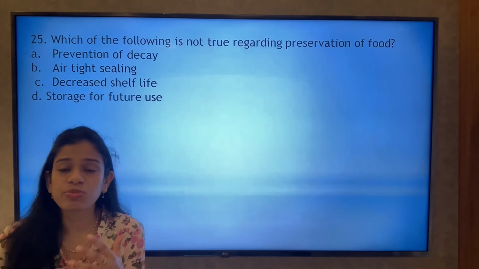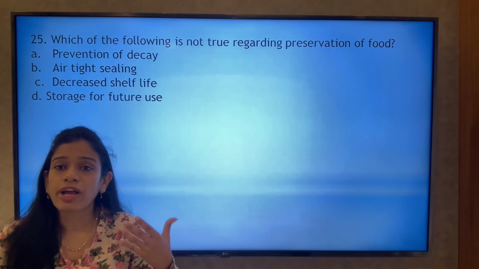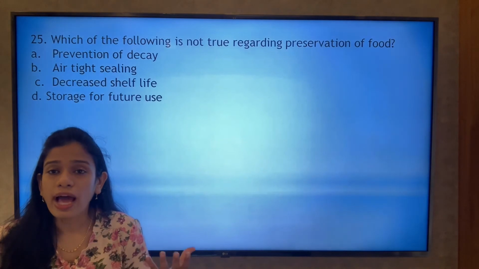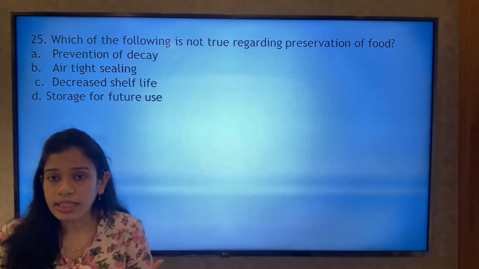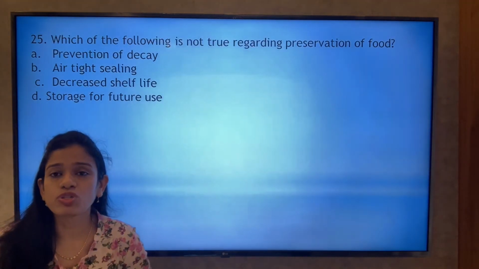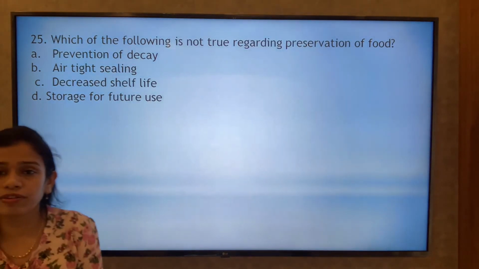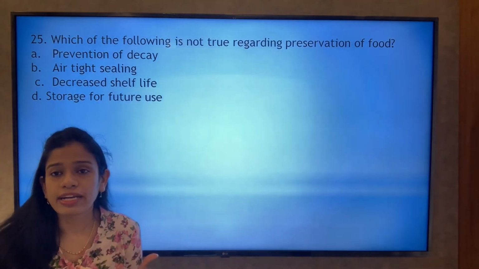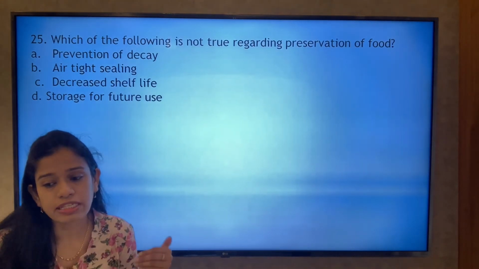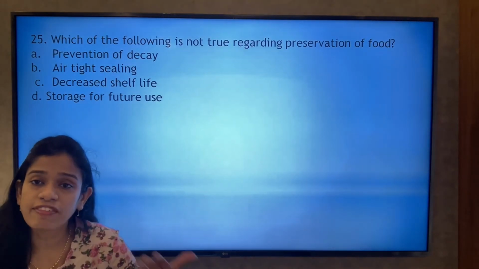Airtight sealing, it has been sealed airtight so that the microorganisms are not able to affect or harm the foods or spoil the foods. And last, it is also used for storage so that things can be stored for a longer period of time, and it does not decrease the shelf life. So the correct answer is C, that it decreases the shelf life is false about preservation of food, because preservation of food increases the shelf life of any food.